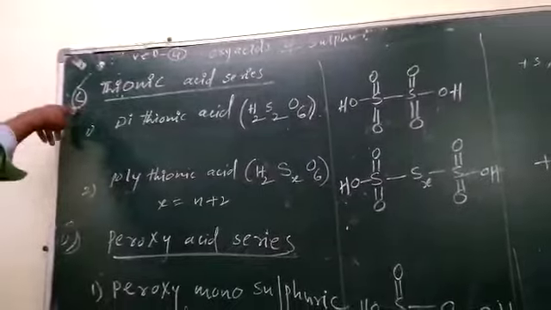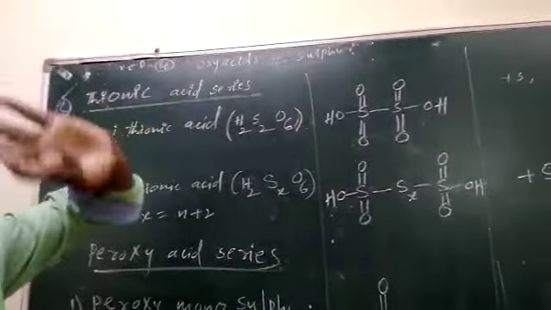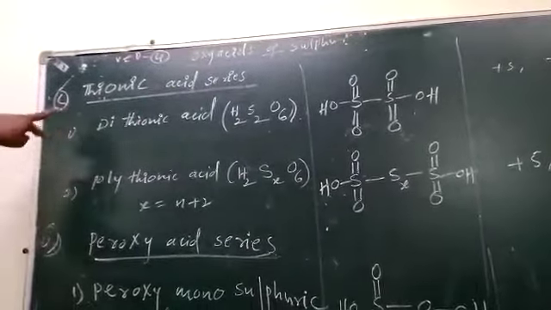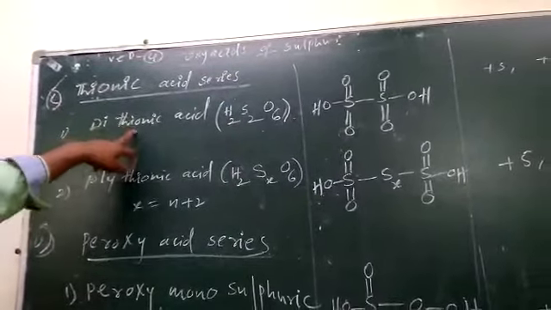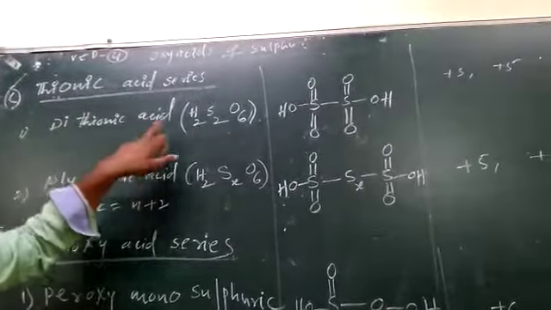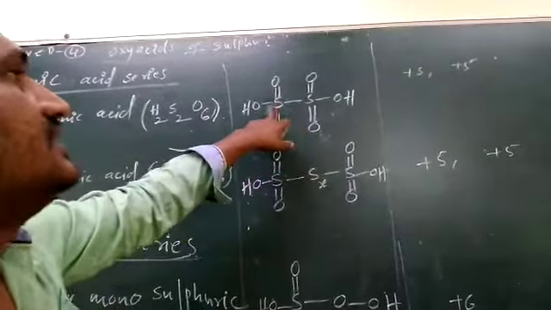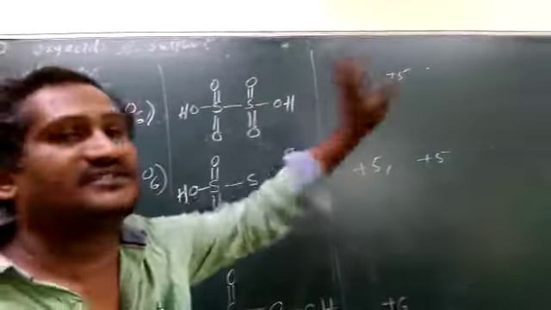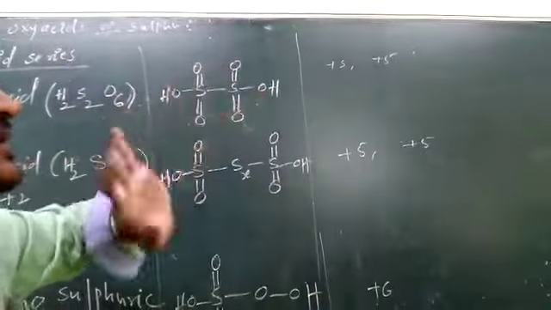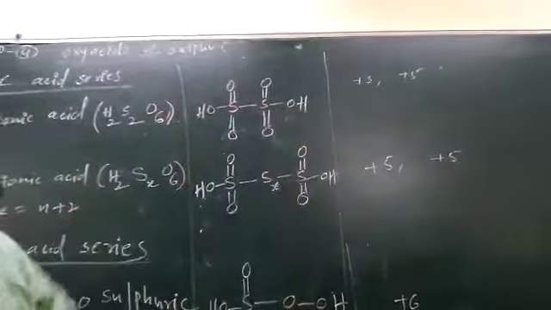Next, the third series, the thionic acid series, has two compounds. Dithionic acid, H2S2O6. This is the structure. Here each sulfur is in +5 oxidation state. There are two OH groups, so the basicity is 2.